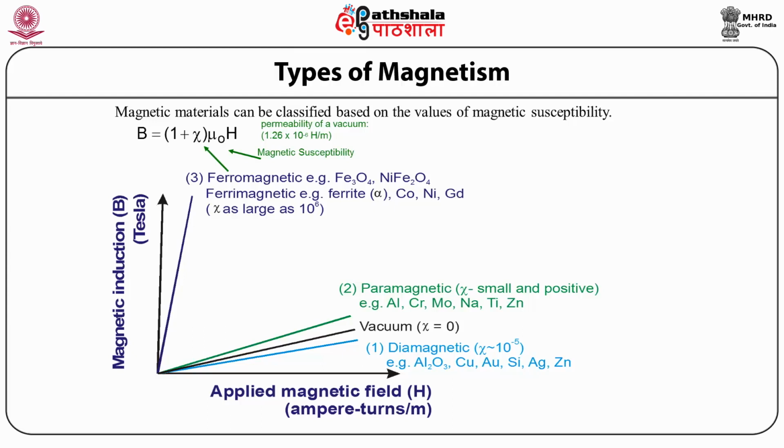Next is ferromagnetic. Susceptibility is positive but very small for paramagnetic materials, but it can be very large for ferro and ferrimagnetic materials. The examples for ferromagnetic materials are Fe3O4, NiFe2O4, and the examples for ferrimagnetic materials are ferrite, cobalt, nickel, having a very large magnetic susceptibility of 10 to the power 6.